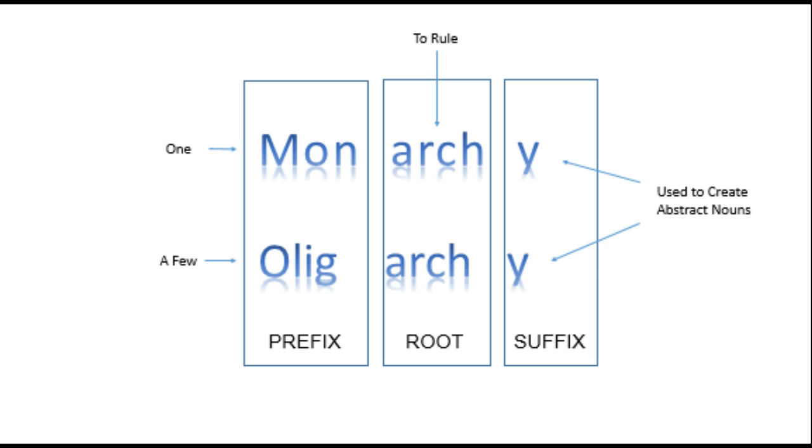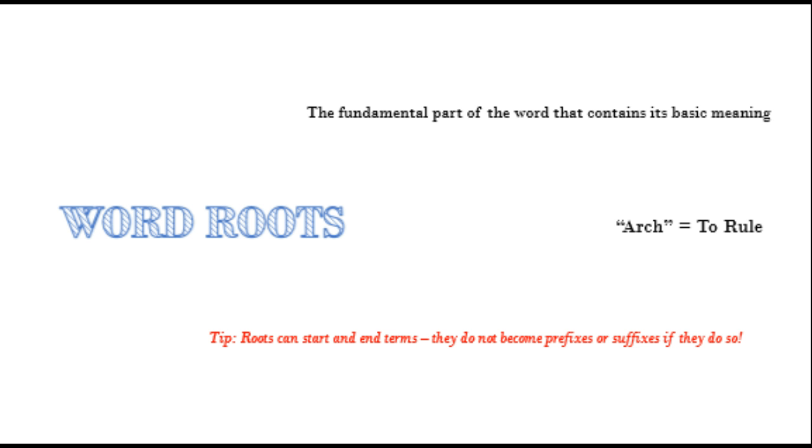Let's review the parts or elements of a word: roots, prefixes, and suffixes. First, we are going to take a look at word roots. A word root is the fundamental portion of the word that contains the basic meaning. In the example of monarchy and oligarchy, the root is arch, which means to rule. Roots can start and end terms. They do not become prefixes or suffixes if they do so.